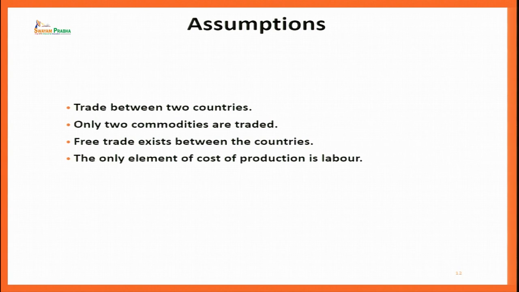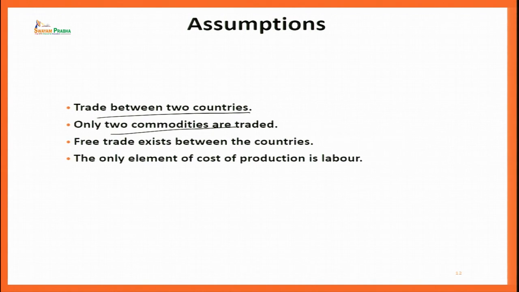And there are certain assumptions of the absolute cost advantage theory, which have to be taken into consideration while defining this theory, right? Here they are just talking about trade taking place between two countries. That means there is no scope for multilateral agreements, or for three or more countries being involved. That is one of the assumptions, and on the basis of this assumption, the entire theory explanation is based. Only two commodities are traded. They are not talking of multiple.